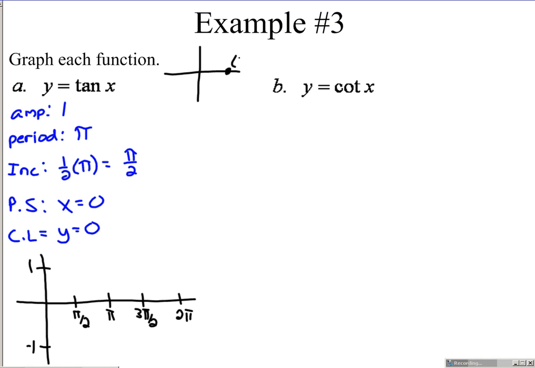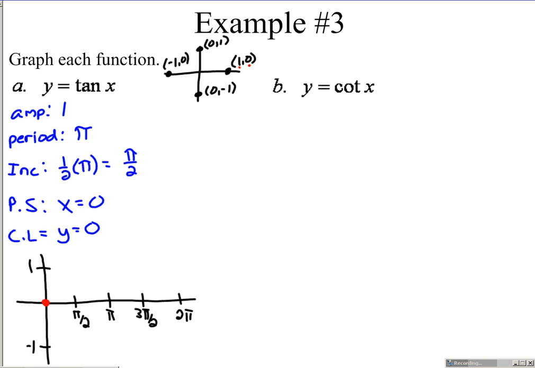We have our points at 1, 0, 0, 1, negative 1, 0, and 0, negative 1. From here, tangent we know is sine over cosine. So start at 0. Sine value over cosine value. 0 over 1 is 0. So I have a point here.